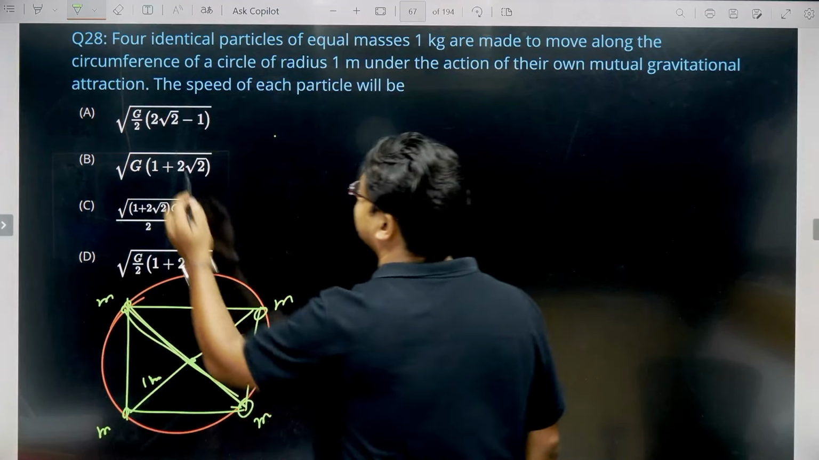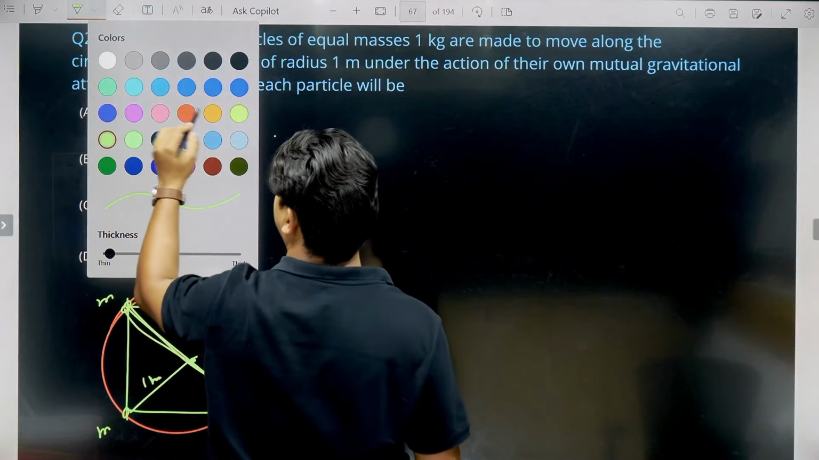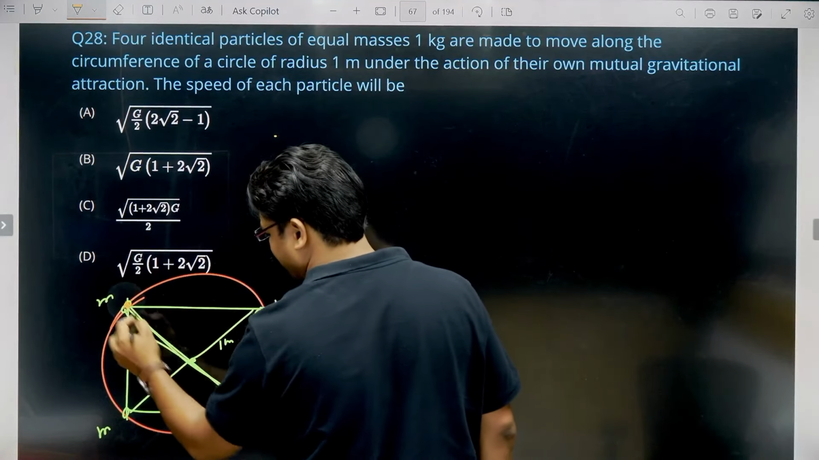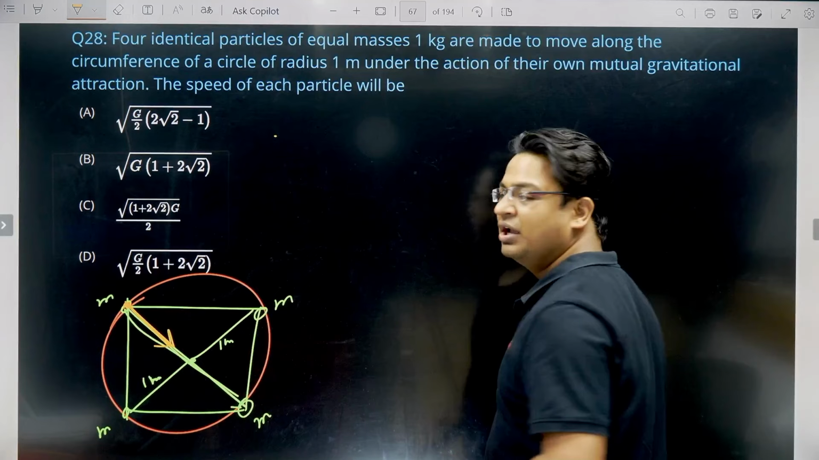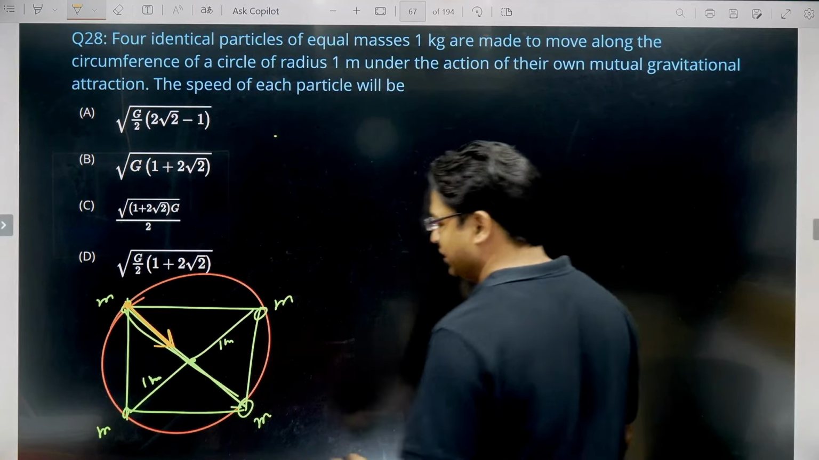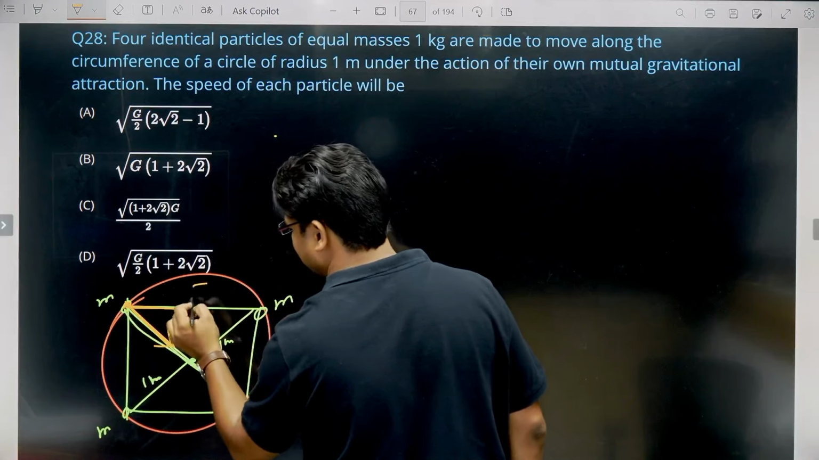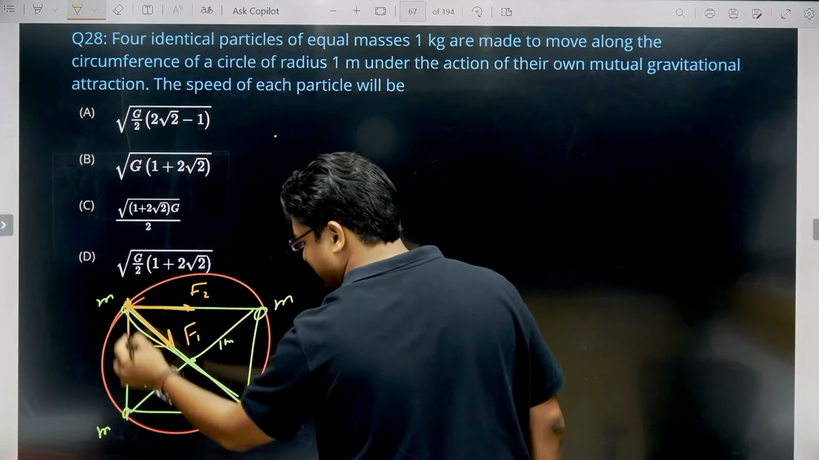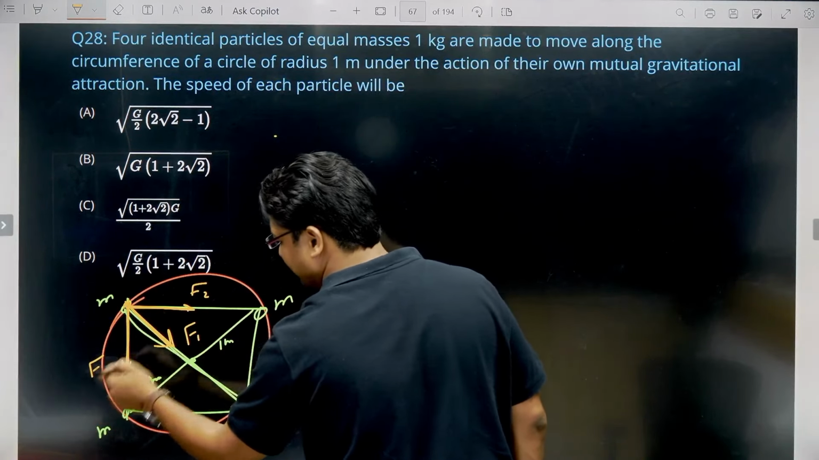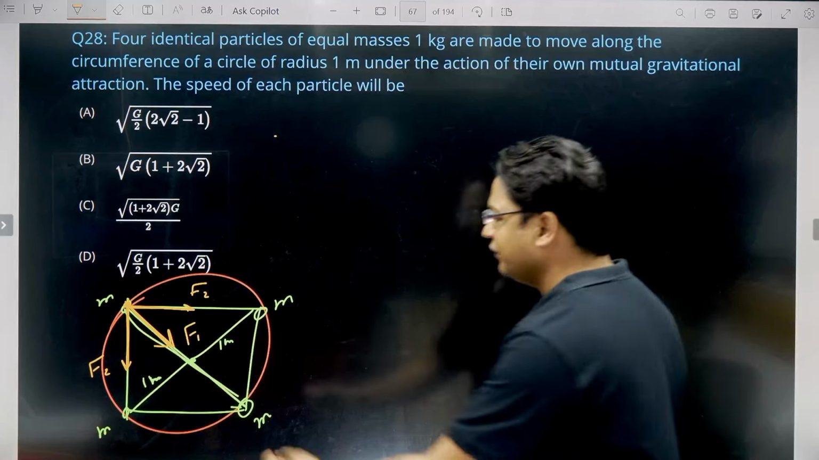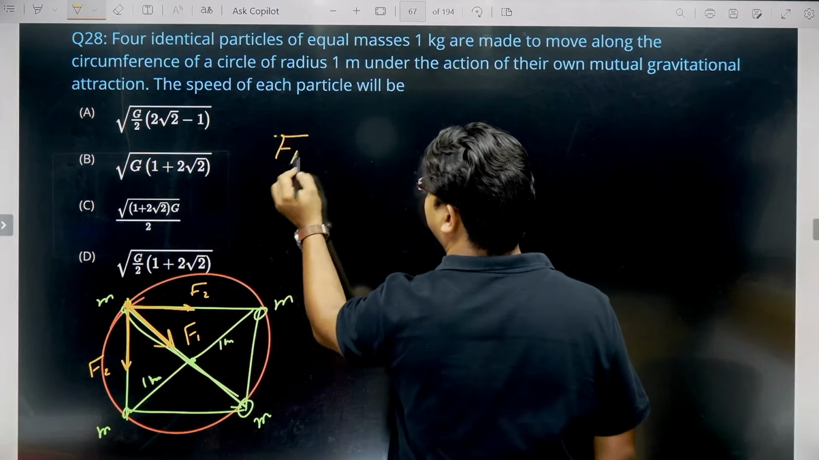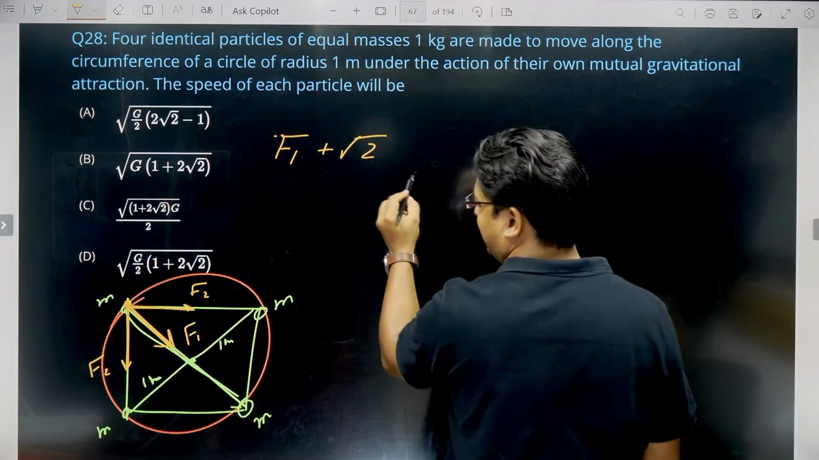So if I try to find out the net force on any one particle because of the other 3, for example, this particle will experience a force because of the particle directly on the other end of the diameter. Let's call this force F1. This m will pull this particle here. Let's call this force F2. This particle, there will be another force. These 2 forces will be equal. So the net force on this particle will be given by F1 plus root 2 F2.